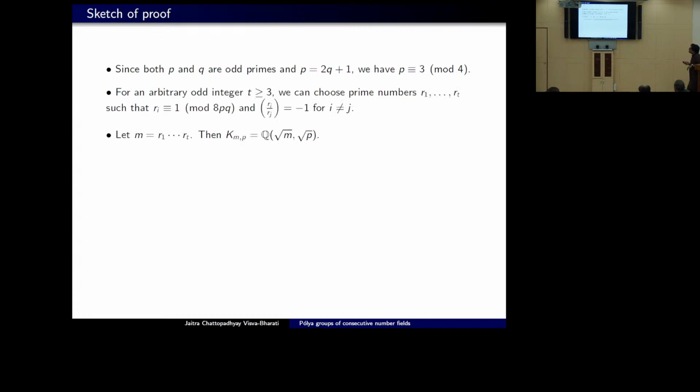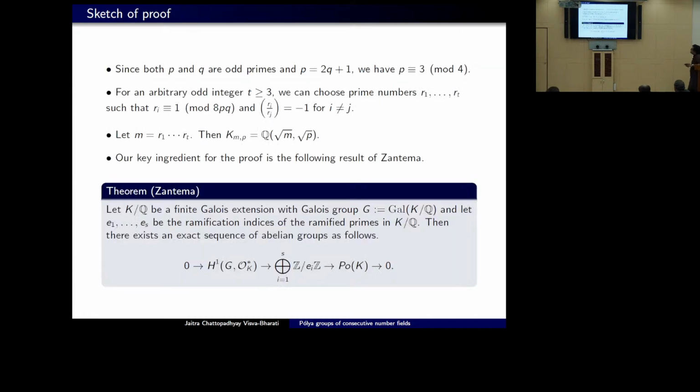So p and q are odd primes related by this equation, p equal to 2q plus 1. So clearly q is either 1 mod 4 or 3 mod 4. In both these cases, p is coming out to be 3 mod 4. Now for any arbitrary odd integer t, now we are taking odd because our target is to make the Polya group as large as possible. So the parity of t is in our hand.